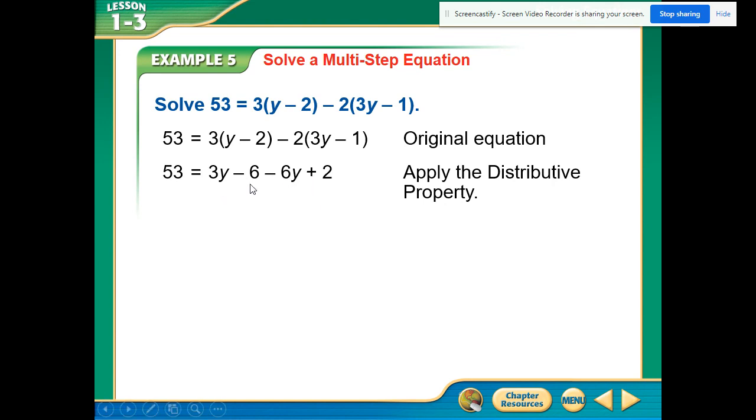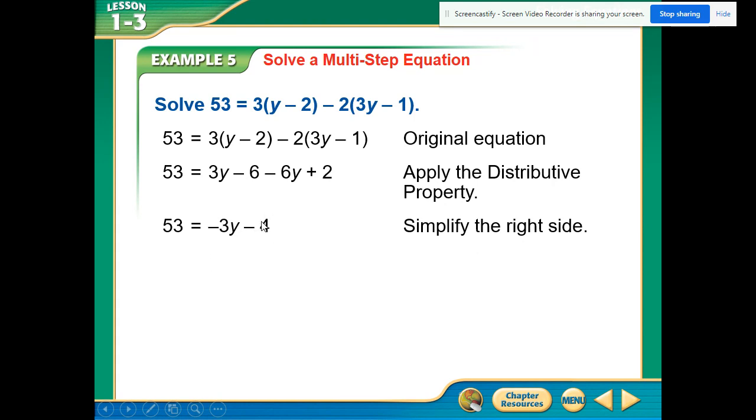All right, these are on the same side, so we can just add them together, kind of grouping piles together. We do not have to add them to the other side. 53 is sitting there all by itself. Leave it alone for right now. Clean up this side. So 3y and negative 6y is going to give me negative 3y, and negative 6 plus 2 is negative 4. Now this is the same kind of equation from the last two examples, where we're going to have to get rid of that minus 4 and then divide by that negative 3.